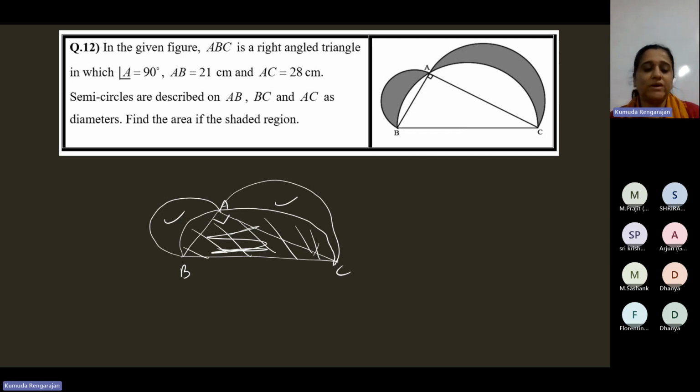Now, your question will be, how do you know that the semicircle will pass through A? What if it doesn't pass through? Again, going back to 9th standard, we know that angle in a semicircle is a right angle. So because this is 90 degrees, if you draw a semicircle using BC as diameter, it has to pass through A. So this is the semicircle with diameter BC, and that semicircle will pass through A because A is 90 degrees.